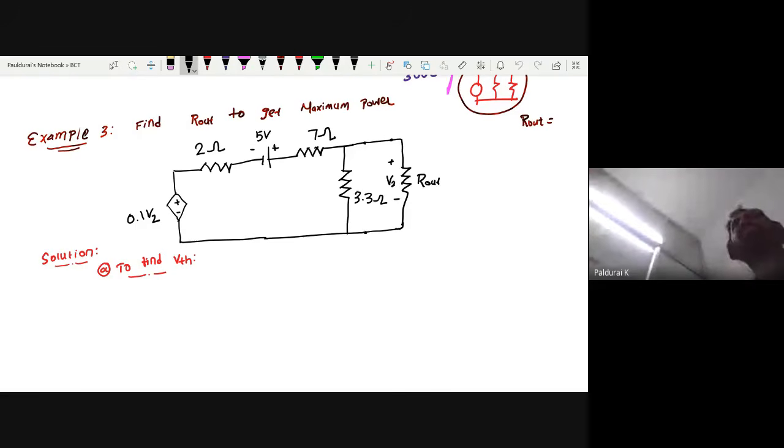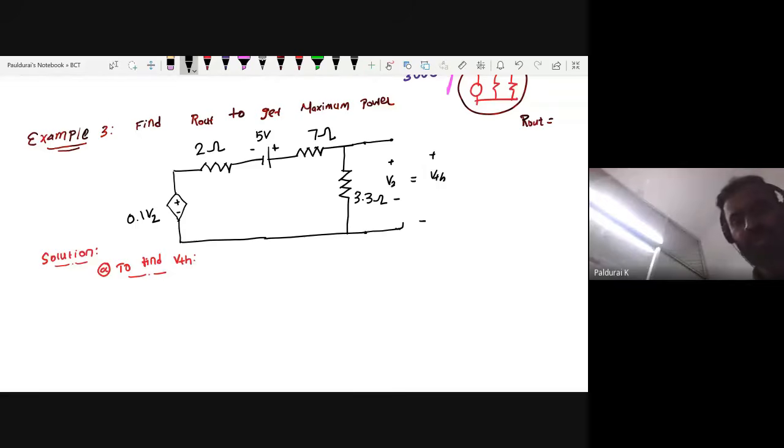Whenever you are finding a dependent source, the very first thing is to find out what to find, and you have to be very careful about where the control variable is. So 0.1 times V2, where V2 is the voltage across this R out. Now we will calculate VTH. As I told earlier, just open the load and find the voltage across it. So now what is VTH? V2 is your VTH.